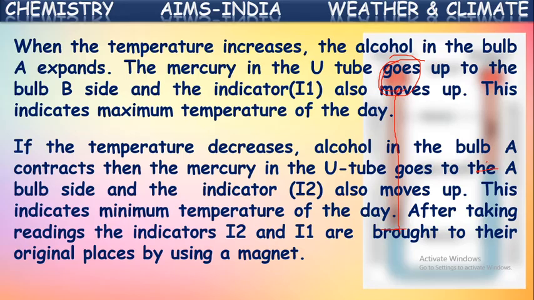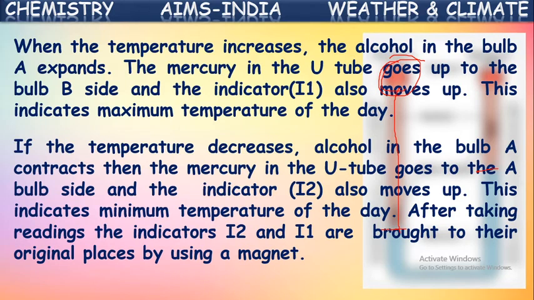And again, when temperature decreases in that place, what happens then? The expanded alcohol in the bulb A starts contracting again. It starts occupying less volume. As it is moving up, along with that, this mercury also moves up towards the bulb A. Here also, there will be an indicator on the top of this mercury column, which indicates the minimum temperature of the day. For complete contraction of this alcohol, there will be some standing of this mercury column that indicates the minimum temperature of the day. In this way, maximum temperature and minimum temperature are measured by using the maximum minimum thermometer.